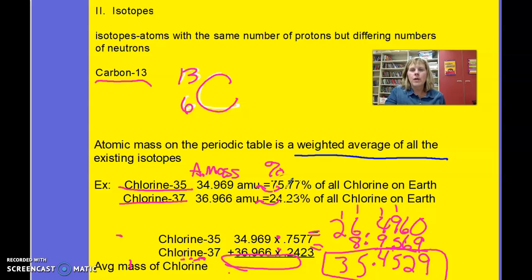Just know that you have to convert these percents into actual numbers. So you move the decimal over 2. So it becomes 0.7577. This one becomes 0.2423. You multiply these across. You get an answer for this one and an answer for this one. Then you just add them up. Do not divide by 2. Do not divide by 2.